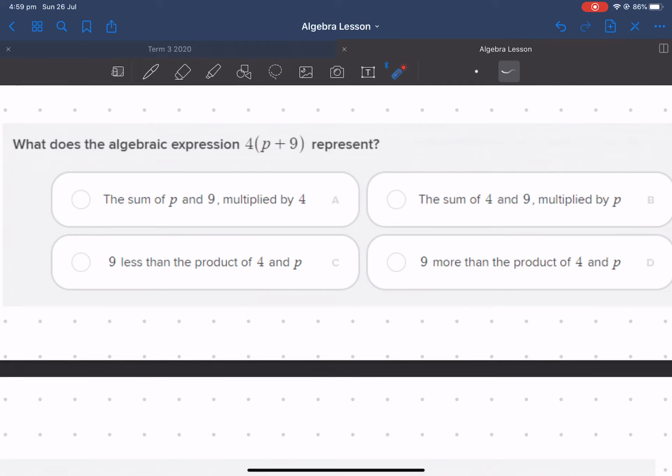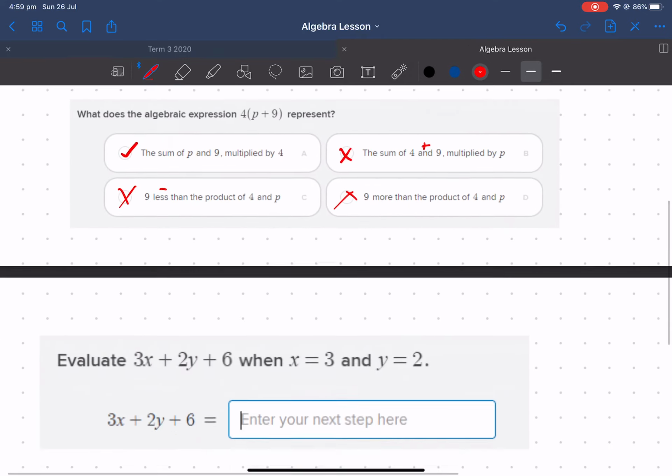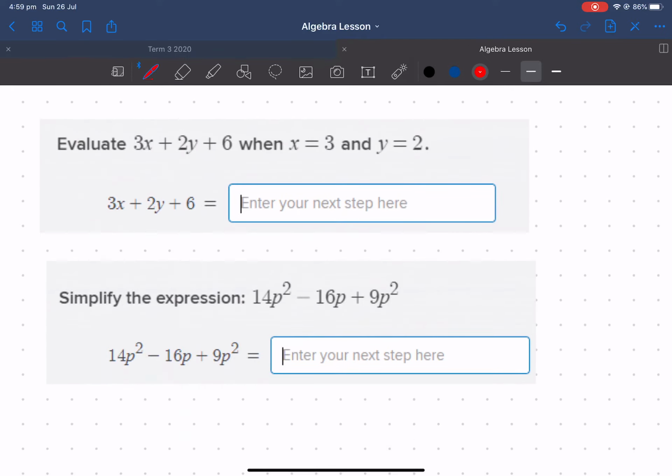So let's see if we can find that here. Option A, the sum of P and 9, well that means P plus 9, is multiplied by 4. Well, that's the answer right there. The reason the other ones don't work, that's the sum of 4 and 9, that doesn't make sense. This is 9 less than, that must be minusing, doesn't make sense. And 9 more than, well that's just changing the order again, so it must be A. Okay, there's just 2 more here.